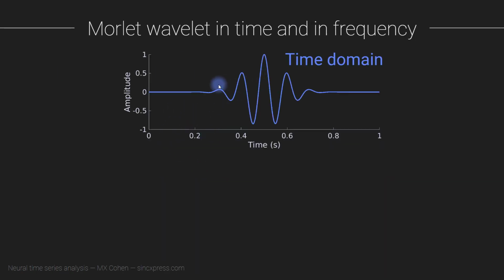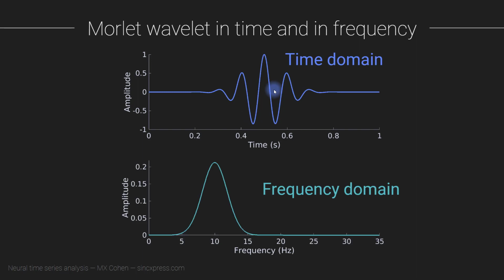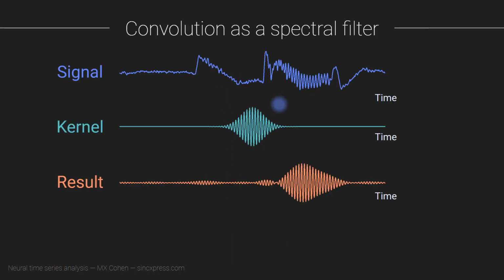Let's go back to our Morlet wavelet. So remember, this was the time domain representation of the Morlet wavelet. And in the frequency domain, the Morlet wavelet is a Gaussian with a peak corresponding to the frequency that was used to create the sine wave. So now let's go back to this example. I showed this in the previous video or 2 videos ago, where this is the signal, this is the kernel, and this is the result of convolution between this kernel and this signal.